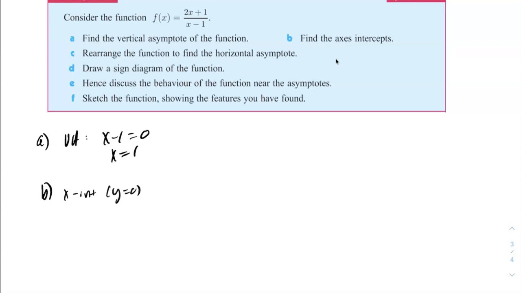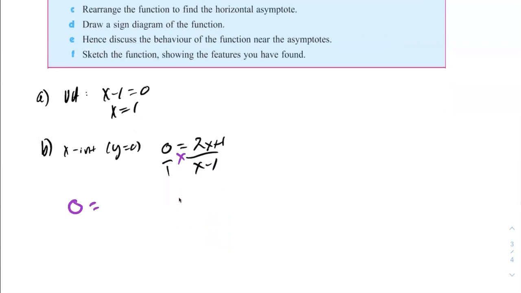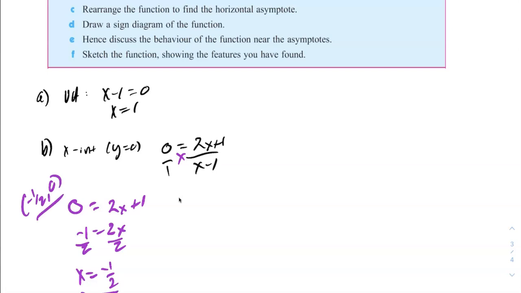So for the x-intercept, we're going to say y equals 0. So we're just plugging 0 in for y. We get 0 equals 2x plus 1 over x minus 1. Now look what happens if you cross multiply, which we're going to do. You get 0 equals that. These actually cancel out, and all you get is 0 equals 2x plus 1. So subtract 1, divide by 2. x equals negative 1/2. So negative 1/2 and 0 is my x-intercept.